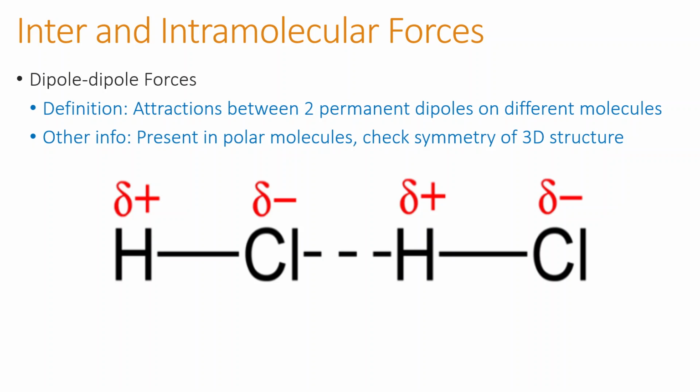So this happens whenever we have two permanent dipoles on different molecules that are attracting each other. So again, these molecules are like little magnets. The difference here being that in dispersion forces, the attraction is temporary, whereas in dipole-dipole, it is a permanent attraction.